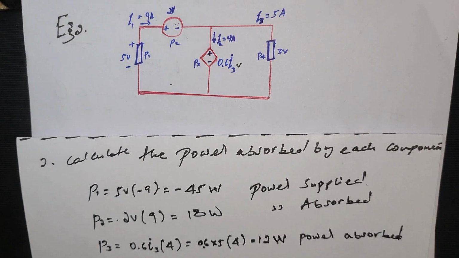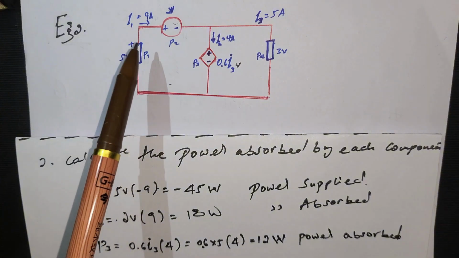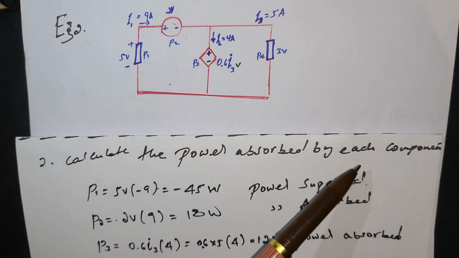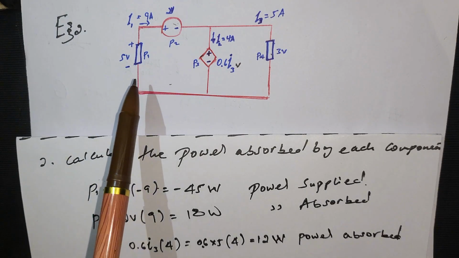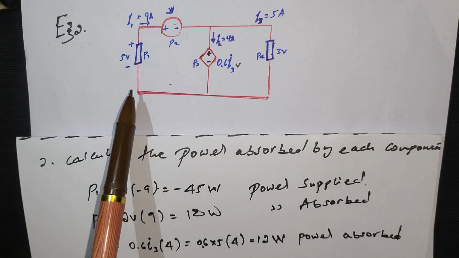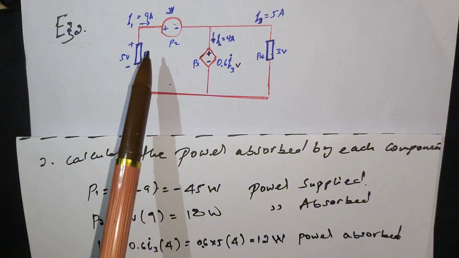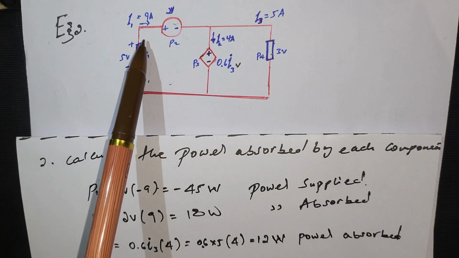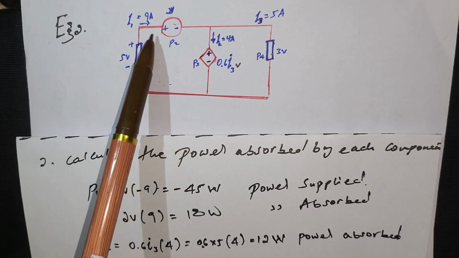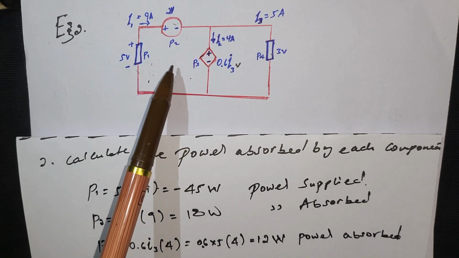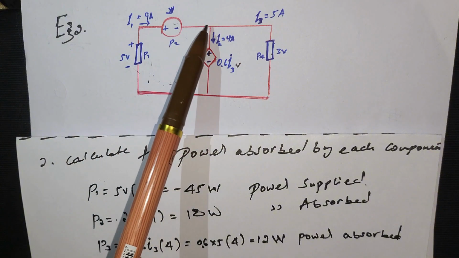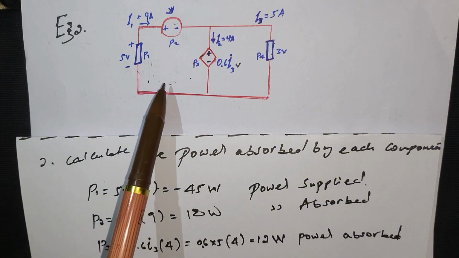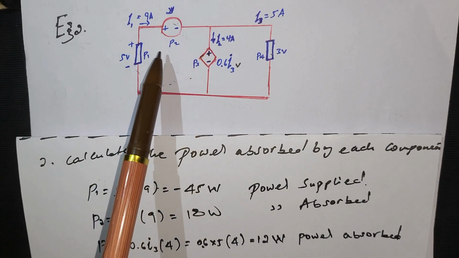So let's come to the second example. The circuit is this one. We are asked to calculate the power absorbed by each component. For P1, this component, we can see that the direction of the current is like this, the arrow directed to this. So the direction of the current is clockwise in this loop, in this branch. The whole branch has the same current.